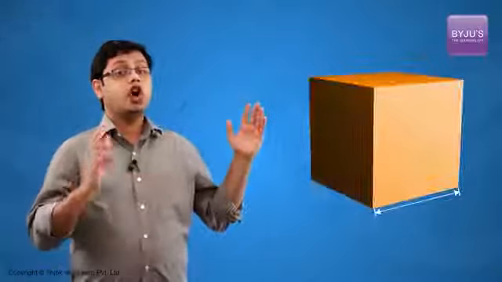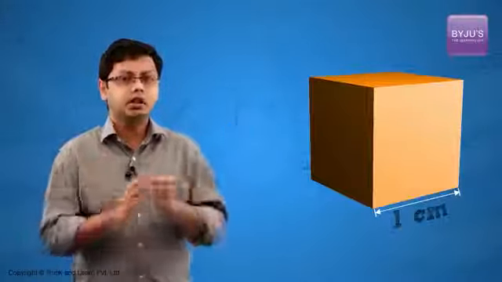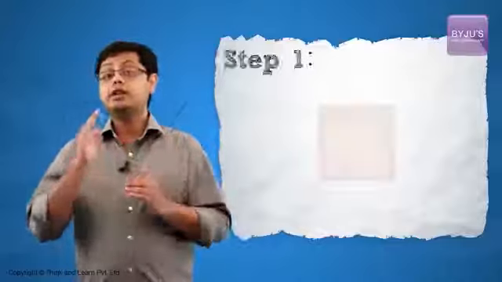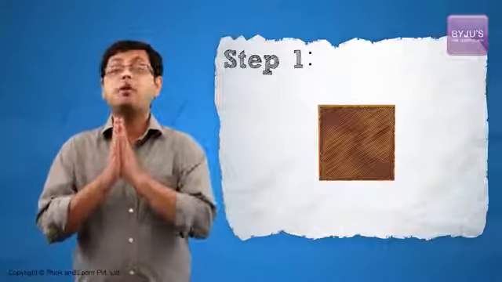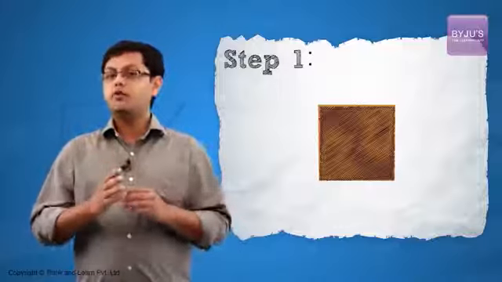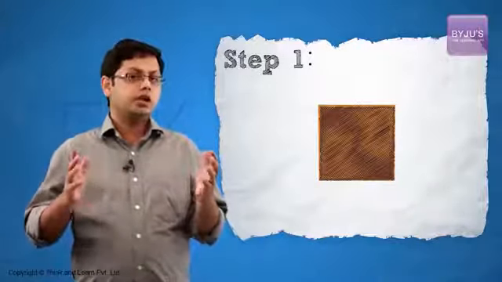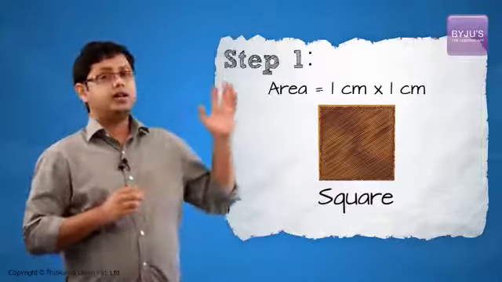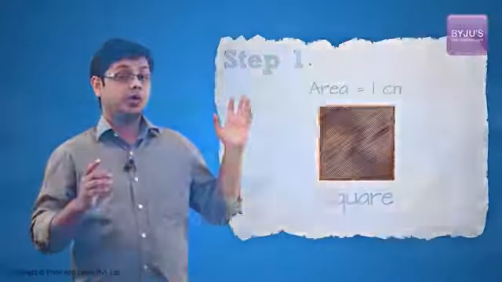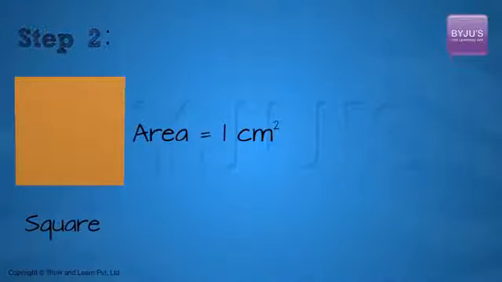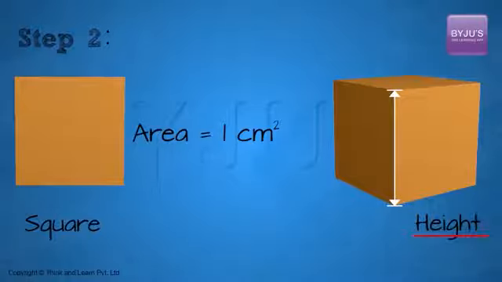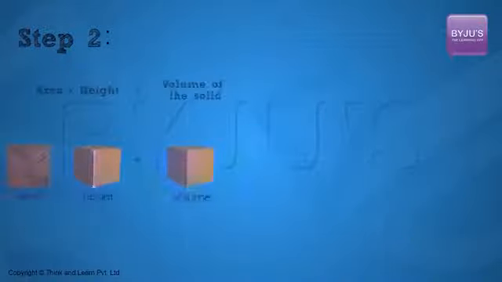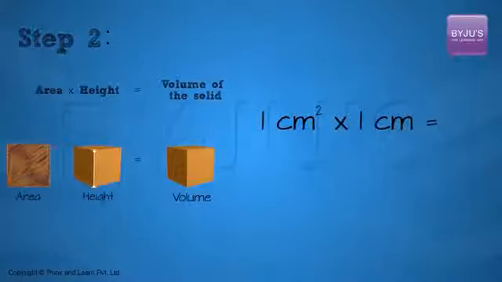Let us find the volume of this cube, which has got a side length of 1 centimeter. In step 1, we have to calculate the area of the 2D figure that formed this cube. So, the 2D figure that forms a cube is a square, right? The area of this square is going to be 1 centimeter squared. Now, according to step 2, we have to multiply the answer obtained in step 1 to the distance by which the figure has to be extended. That will give us 1 centimeter squared times 1 centimeter.